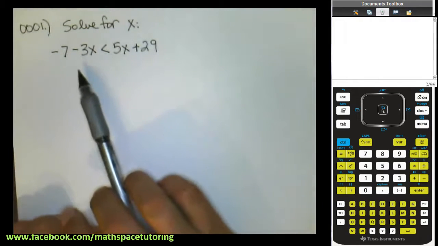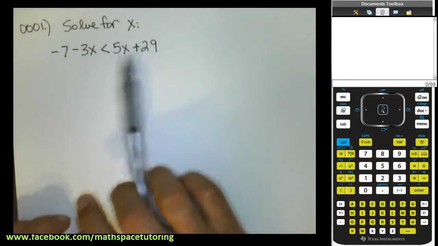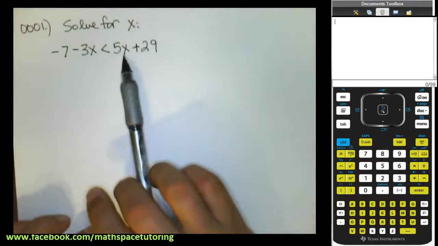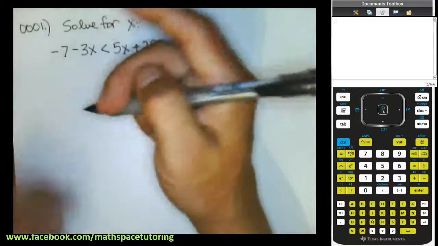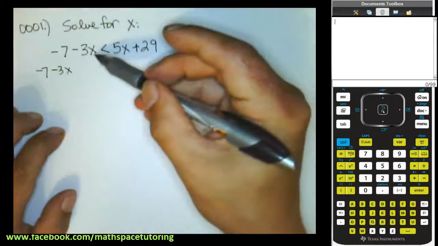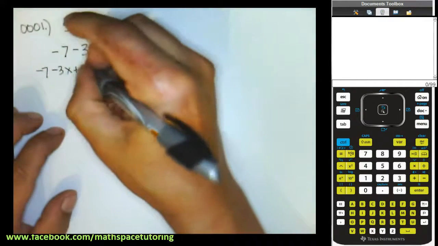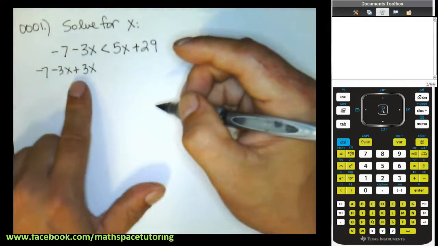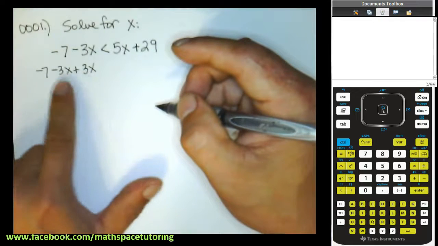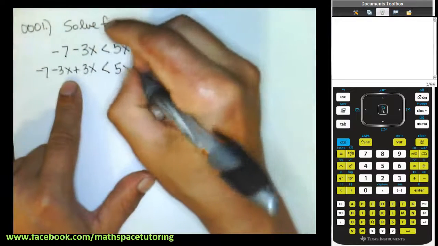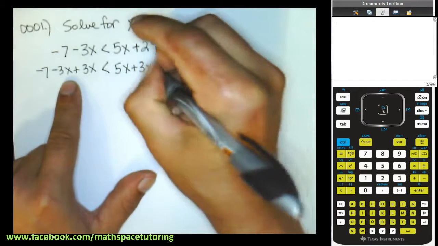The first step, we need to put all of the x's on one side of the inequality, and we're going to do that by adding 3x to both sides. So we'll have negative 7 minus 3x, and we're going to add 3x. That rids this side of the inequality of the 3x term, because 3x minus 3x is 0, but we also have to do the same thing to the other side.